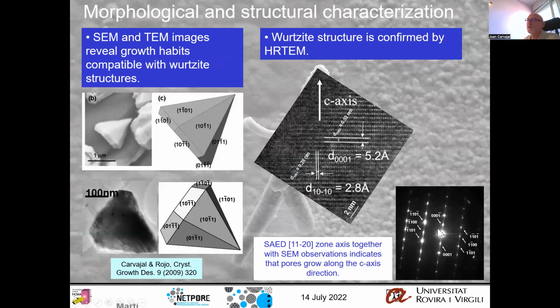If we analyze the morphological and structural characteristics of our samples, we can see that the morphology is consistent with wurtzite hexagonal gallium nitride. By high resolution TEM, the spacing between the atomic planes confirms that we have the wurtzite structure, and even by the electron diffraction patterns we can observe that the pores, which are perpendicular to those faces that we have here, are parallel to the z-axis direction.